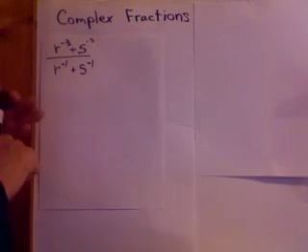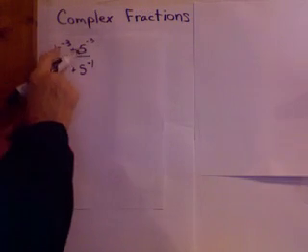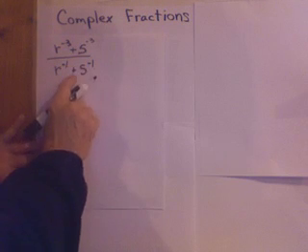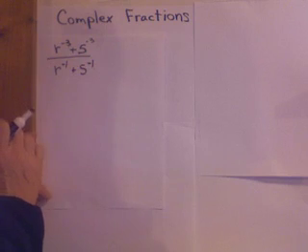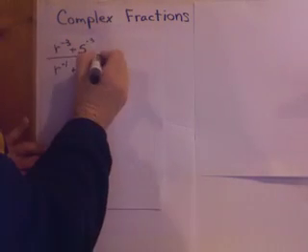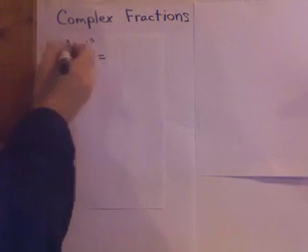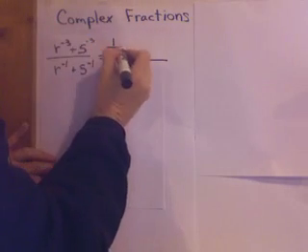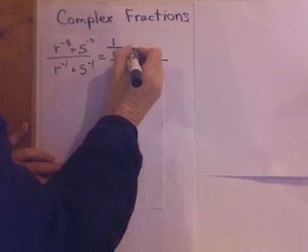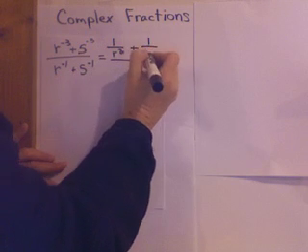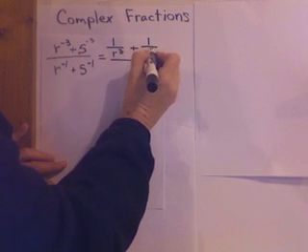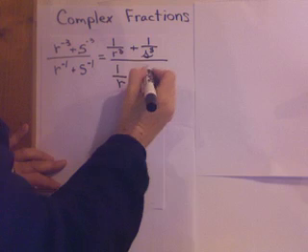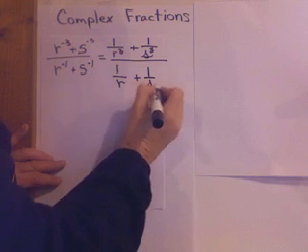All right, here we go with another complex fraction. R to the negative 3 plus s to the negative 3, over r to the negative 1 plus s to the negative 1. Now, let's write each negative exponent part as a fraction. So 1 over r to the third plus 1 over s to the third, over 1 over r plus 1 over s.